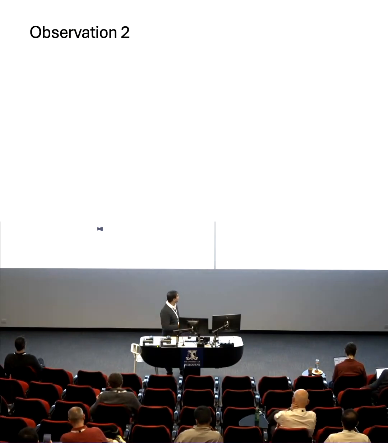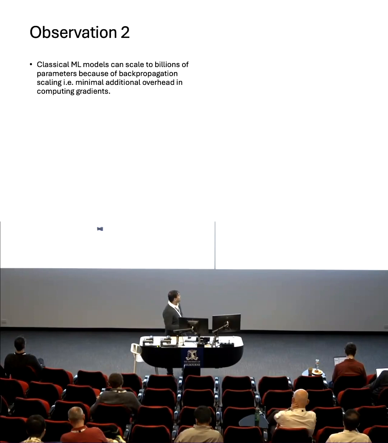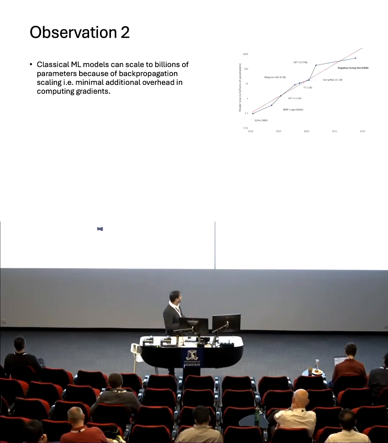They're quite nice. The second key observation is regarding the trainability of these models. So classical ML models can scale to billions of parameters because of backpropagation scaling. By backpropagation scaling, what we mean is the additional overhead in computing the gradients is not much more than executing the models themselves. This was also mentioned in Dar's talk just before.